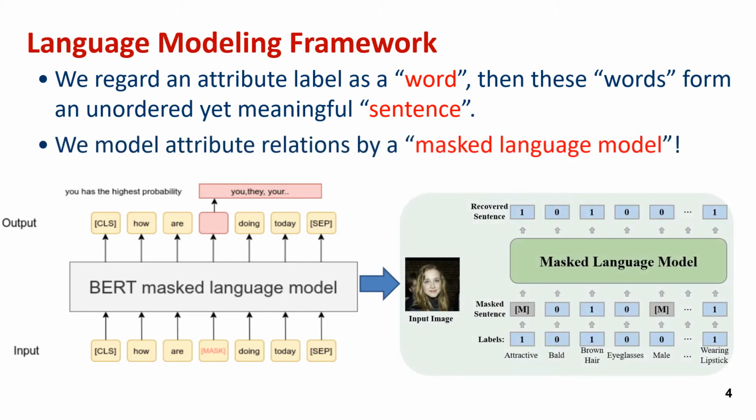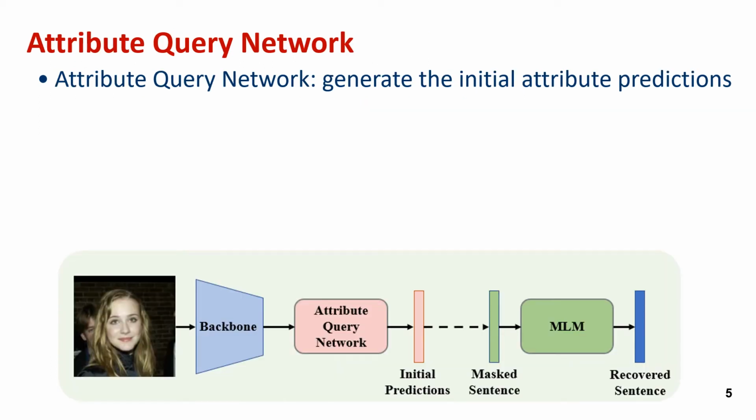As each sample is attached with multiple attribute labels which are used to depict the same object, these words can be organized as an unordered yet meaningful sentence. Then we use masked language model to learn attribute relations. Although we can directly use the real attribute labels as the input of the masked language model during training, we cannot access these labels for inference.